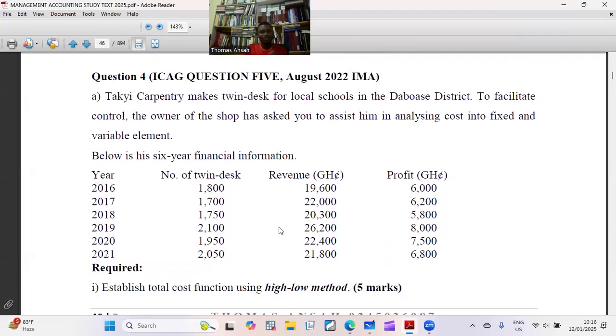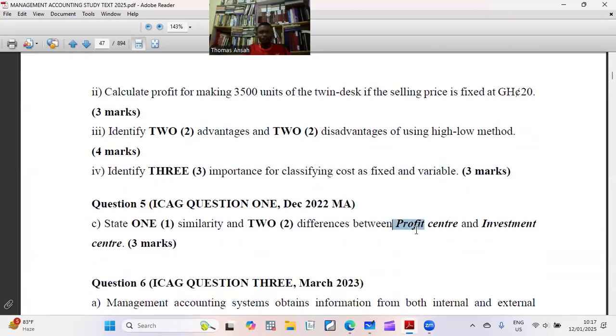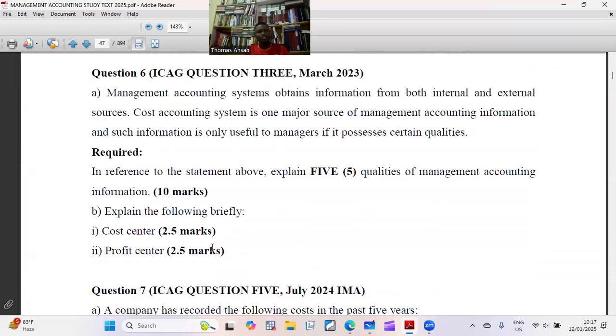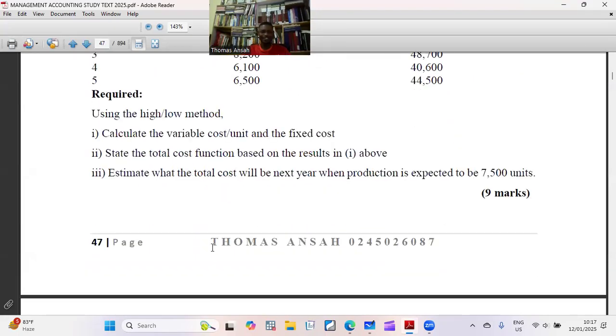Now, look at this. You need to do high-low method. Very easy. Calculate the profit making of twin desk. If selling price is this, advantages and disadvantages of high-low method. Identify 5 important reasons for classifying costs. Do you remember I told you the reason for classification of costs? We did that. Profit center, investment center. You see, this is the only place you can have this tuition to pass your exam. I can guarantee you that.